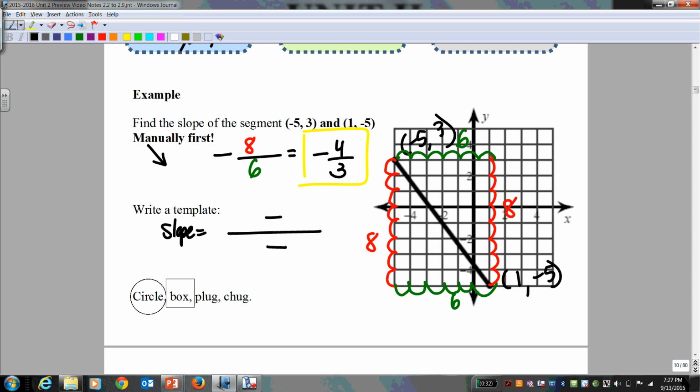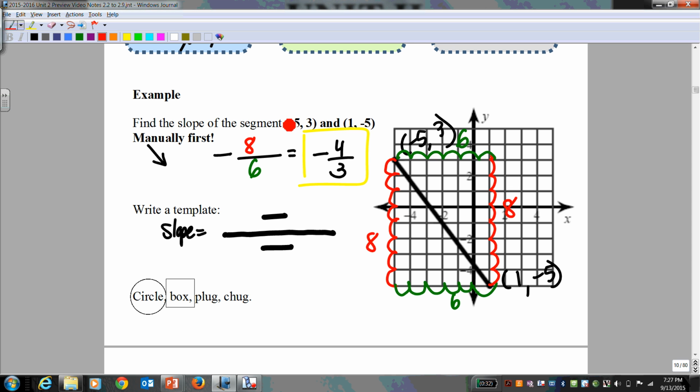I cannot emphasize enough how important it is to start with a blank template. That is a slope template. Always write a blank template before you plug stuff in. Remember 15 years of teaching the same subject? There's a reason. Blank templates. Ready? Circle, box, plug, chug.